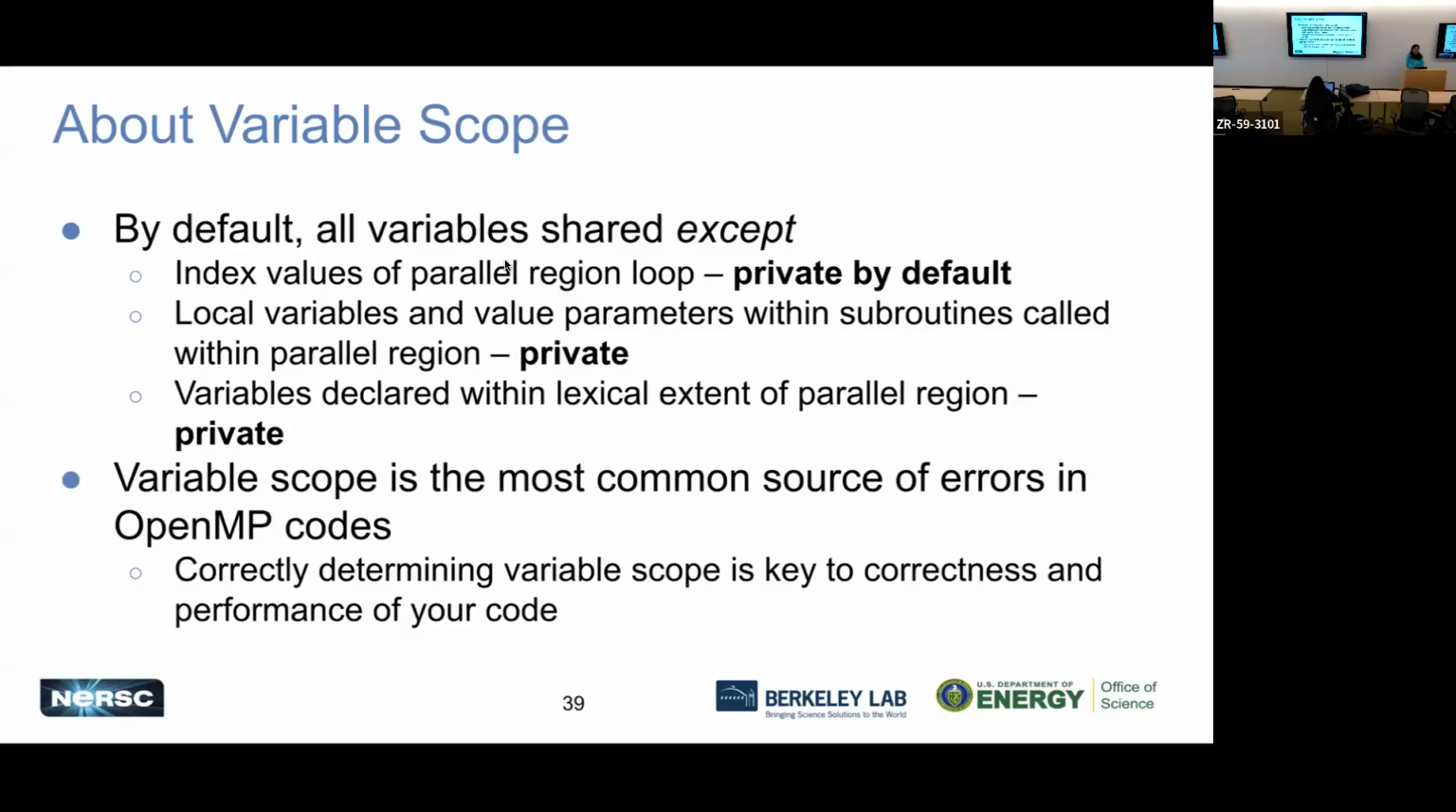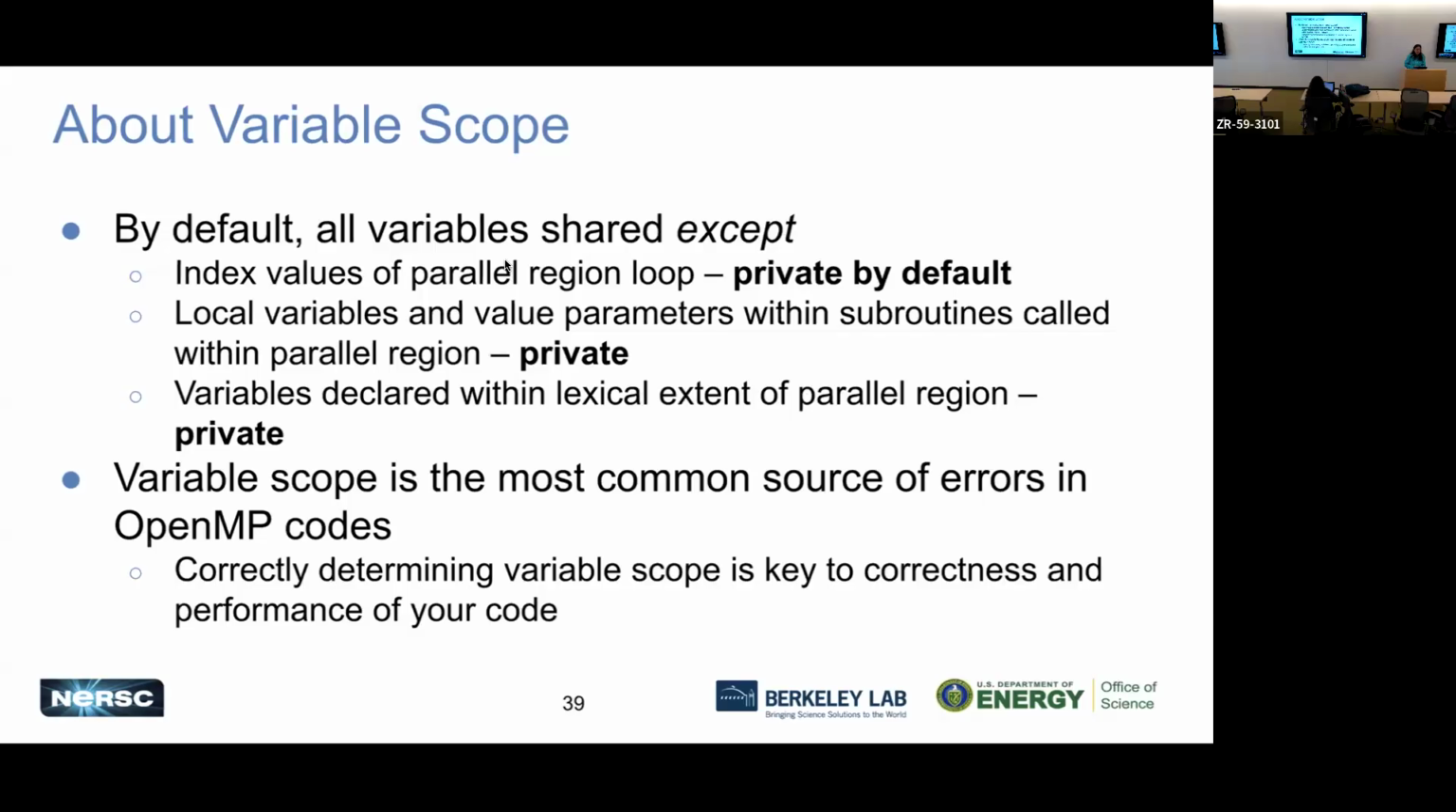By default, all variables are shared except the loop index. You don't even have to specify that it's private; OpenMP does it for you, but it only does the outer loop. So if you have nested loops and only one OpenMP region, only the outer index is private by default. The inner indexes are still shared. So you have to specify those as private, because each thread will be working on a different inner index as well. You have to make sure those indexes are private.